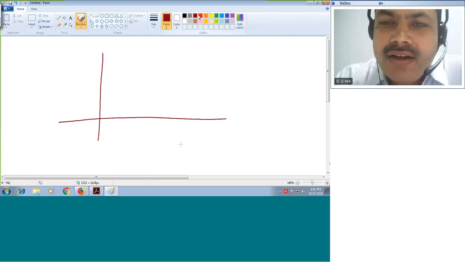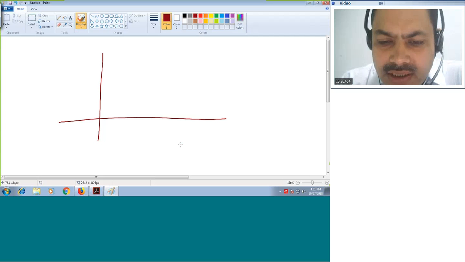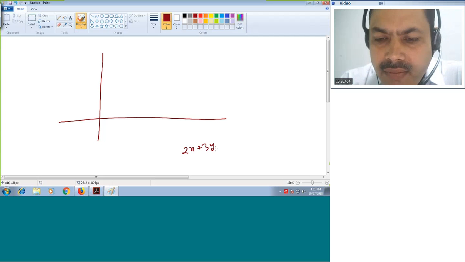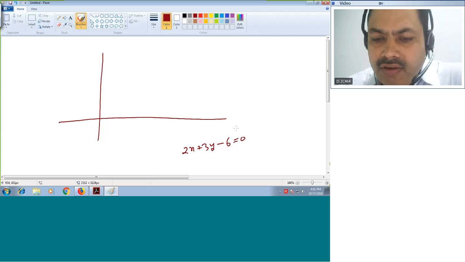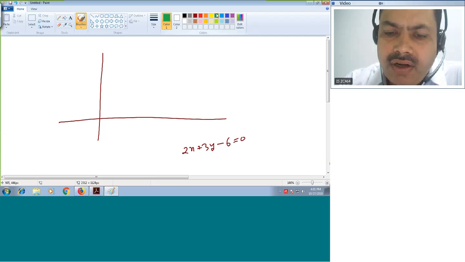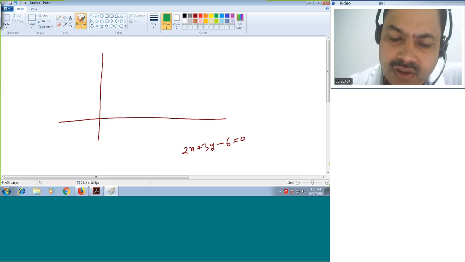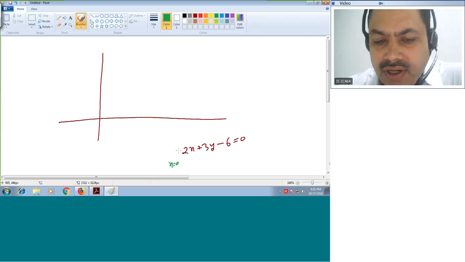All right. So the equation is that, let's assume that 2x plus 3y minus 6 is equal to 0. If I say this, can you identify that this is a line? If you want to find out how this line would look, let's initially talk about what is the value of y when x is 0.